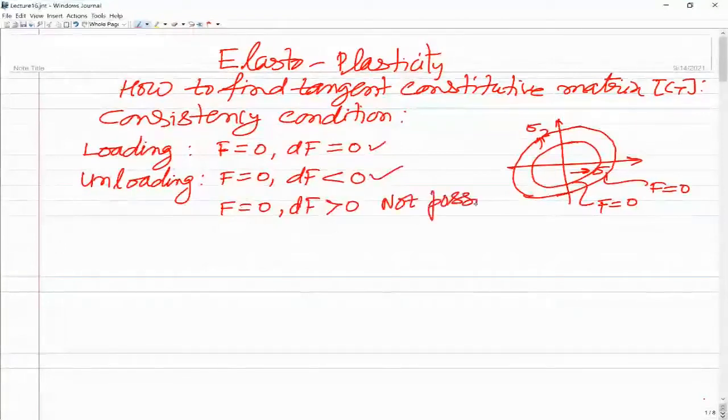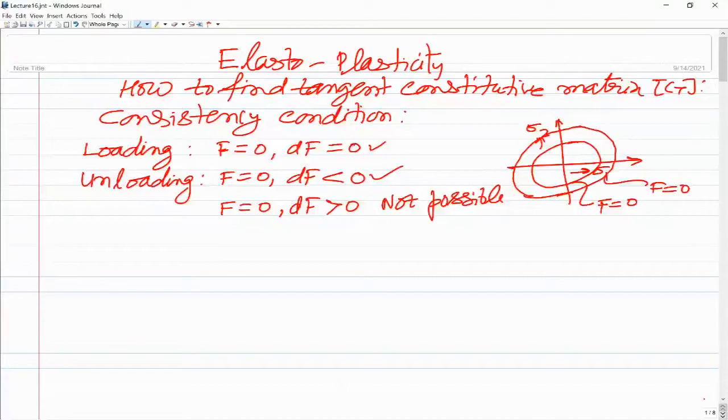Sir, dF less than 0, is it indicating kinematic hardening? No, we are not talking about that. It could be any hardening, kinematic or isotropic hardening, or it could be mixed hardening. But in all cases, if unloading means from a yielding state, and there is subsequent unloading, then dF would be less than 0, irrespective of what type of hardening the material has.